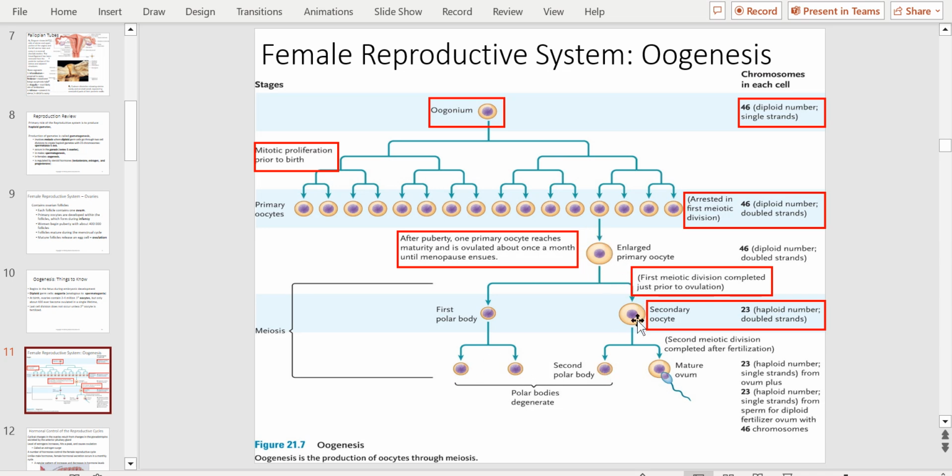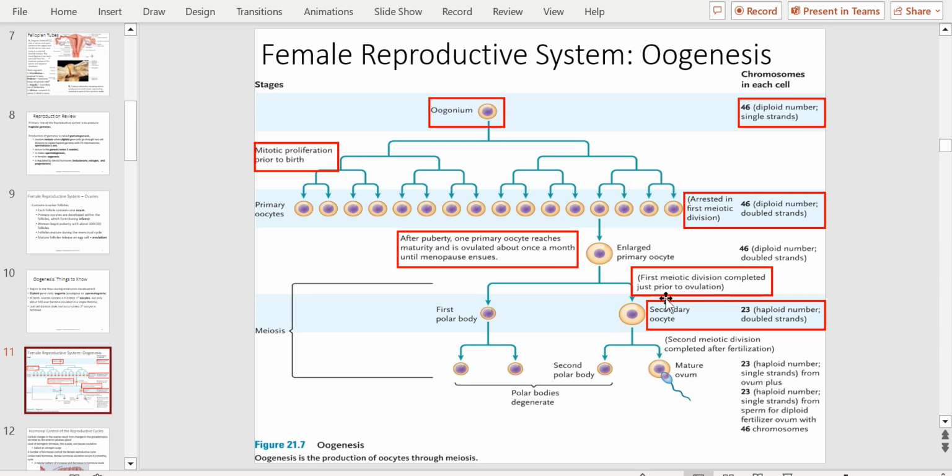It divides into a secondary oocyte and a polar body, and then this will divide again into a mature ovum and a polar body, this one here, and these polar bodies just get discarded. So you see, you'll just go on there and just follow it along. After puberty, 1 primary oocyte reaches maturity and is ovulated about once a month until menopause.